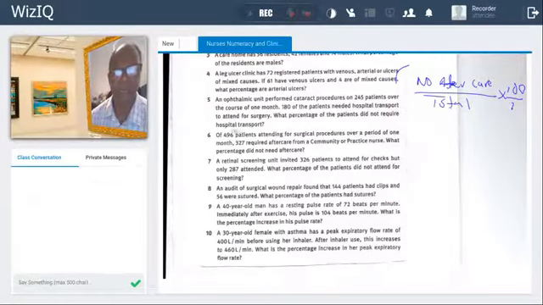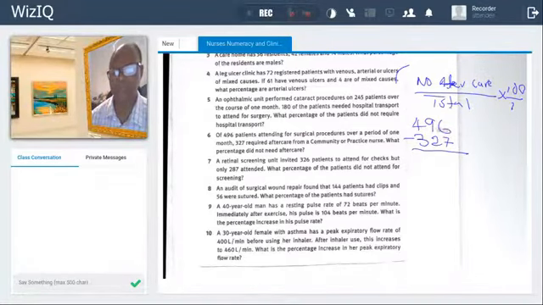Right, so in total, there are 496. So 496, that's the total. But we need to take away those who actually needed aftercare. So 327, these needed aftercare. Okay, so take away from this total, we should have the number which we need on top.